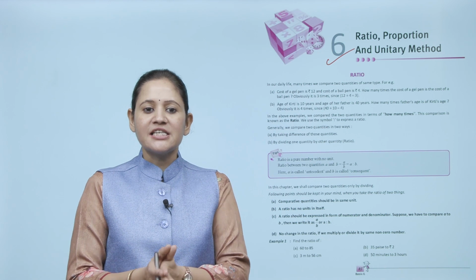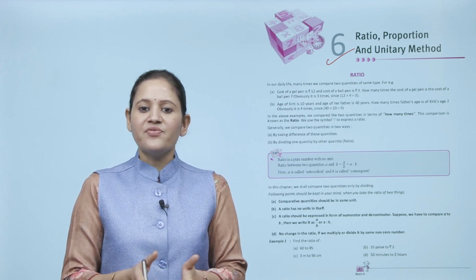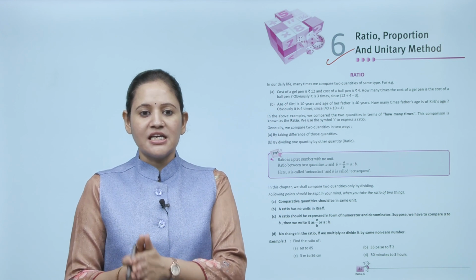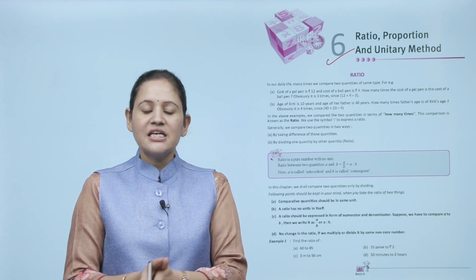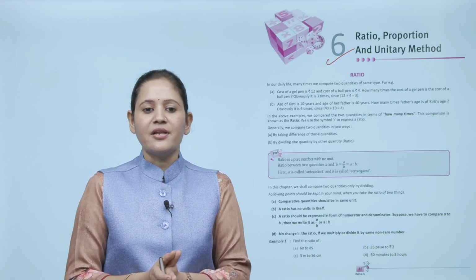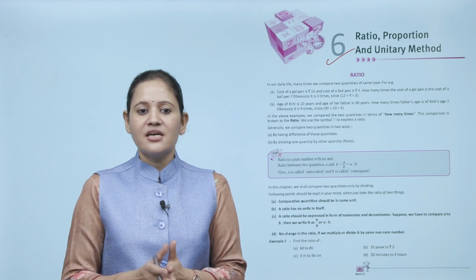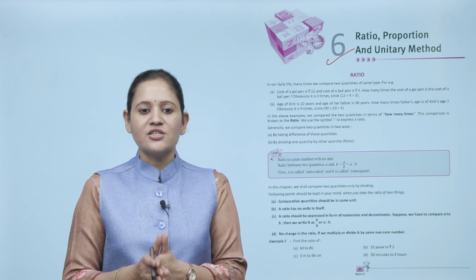The age of Kirti is 10 years and the age of her father is 40 years. How many times is the father's age of Kirti's age? Obviously, it is 4 times, since 40 divided by 10 is 4. In the above examples, we compared the two quantities in terms of how many times. The comparison is known as ratio.